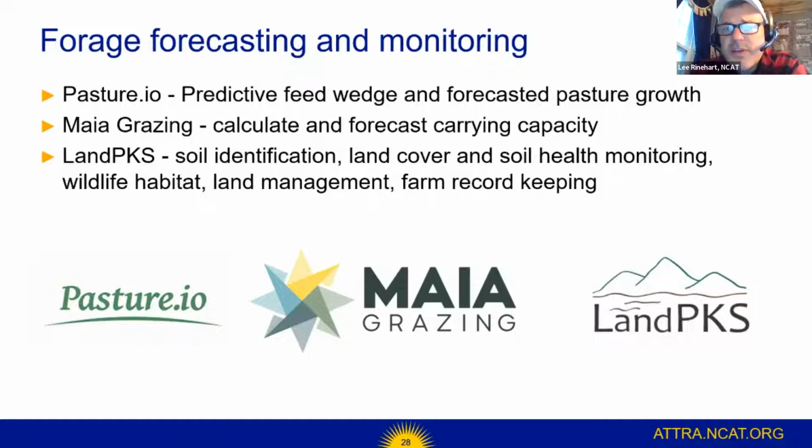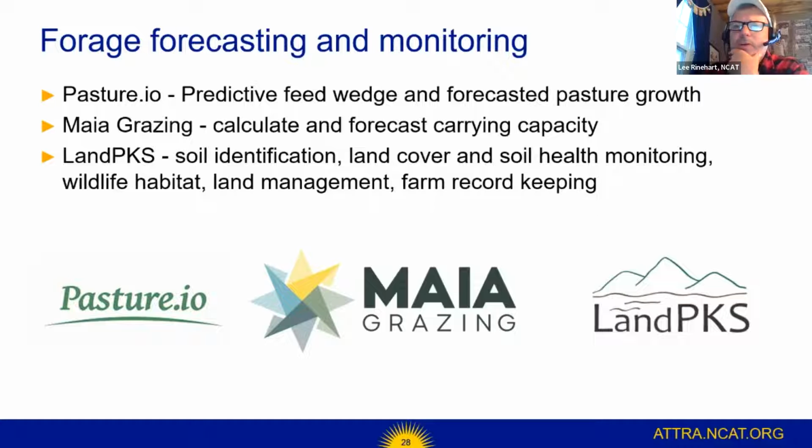And some of you may have used things like Pasture.io or Maya Grazing. Those are two great for-fee paid type programs that you could use to help to do stuff like estimate what's going on with the amount of forage that you have out there. What I like about the Pasture.io one is it has a predictive feed wedge in there, and will actually forecast pasture growth. And we'll go in on the next slide a little bit into how that's done.